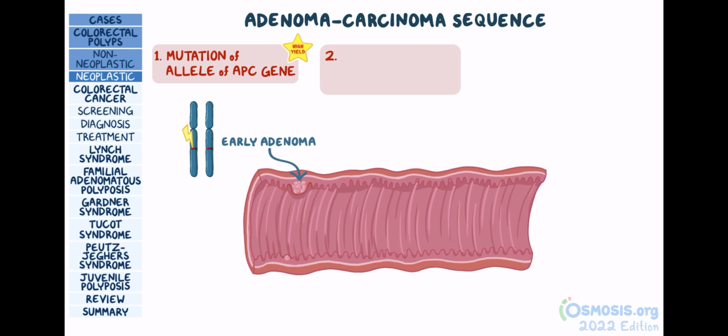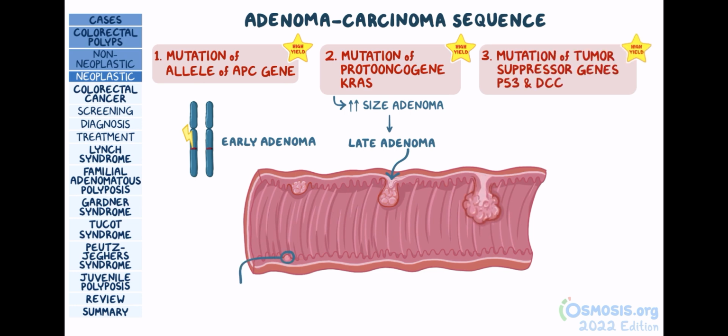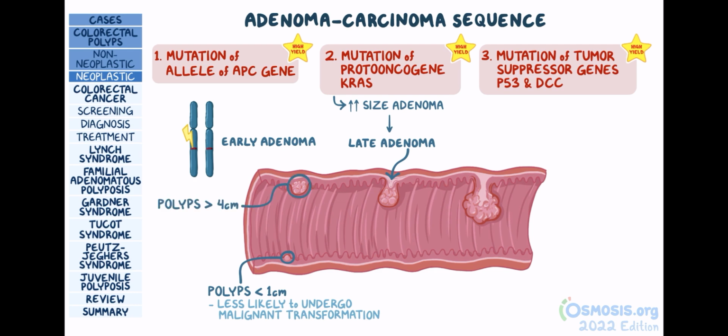The second step happens when the small polyp acquires a mutation of the proto-oncogene called KRAS, which is further followed by an increase in the size of adenoma and formation of the late adenoma. Finally, the third step requires mutation of tumor suppressor genes P53 and DCC. Now, adenomatous polyps less than 1 centimeter are less likely to acquire these mutations and undergo malignant transformation, in contrast to adenomatous polyps greater than 4 centimeters, which are more likely to progress to adenocarcinoma.